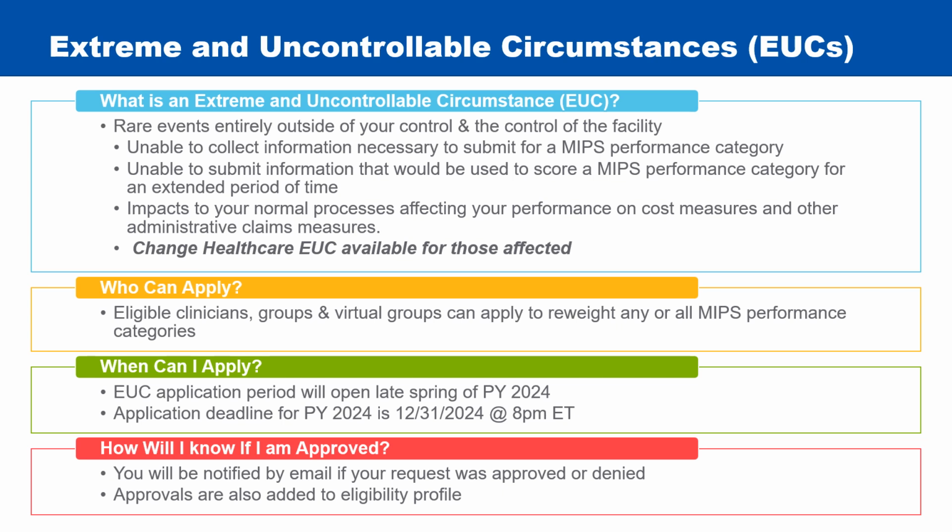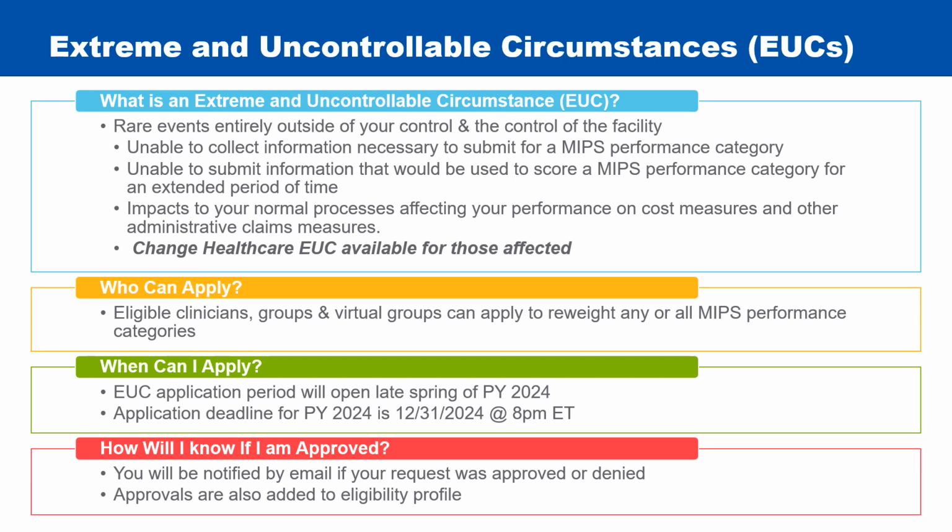CMS has also announced an EUC that is available for those impacted by the Change Healthcare data breach that occurred earlier in 2024. We know this impacted billing practices for quite some time for several of our clinics and groups across the state of Kentucky and nationally. So if you feel that your organization has been negatively impacted by this data breach, that is an opportunity on the table to reweight one or more of your performance categories. Eligible clinicians, groups, and virtual groups are able to apply for reweighting to one or all MIPS performance categories.